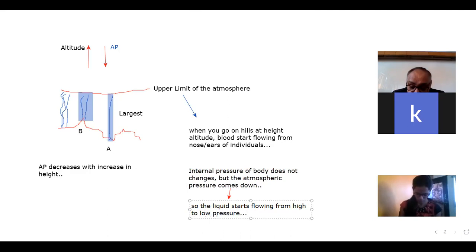Now there are outlets of the body. Nose and ears are the body's outlets. So now, internal pressure is high, external pressure is low. That is why the blood from your body starts flowing through your nose and through your ears when you reach a height. So this is due to the imbalance of the internal pressure of your body and the atmospheric pressure outside. This is the reason why, when you reach heights, blood starts flowing outward from your nose and ears.